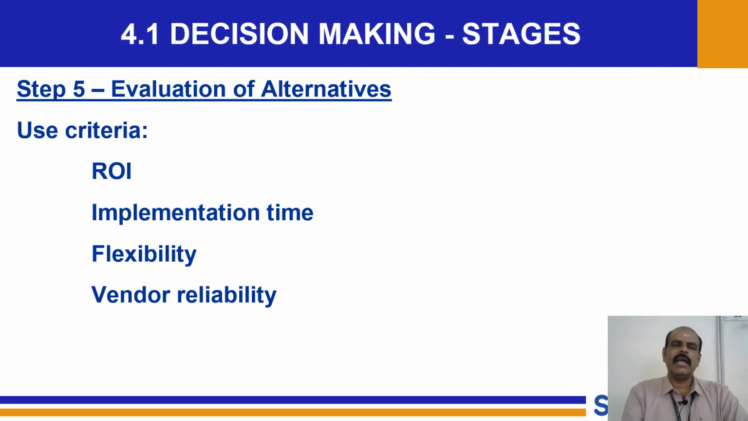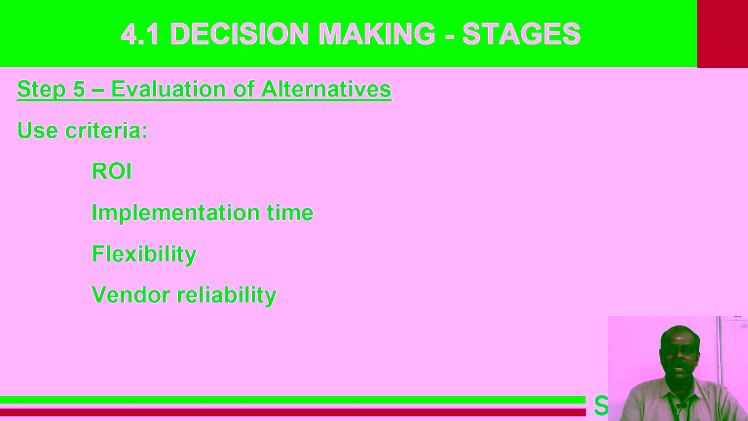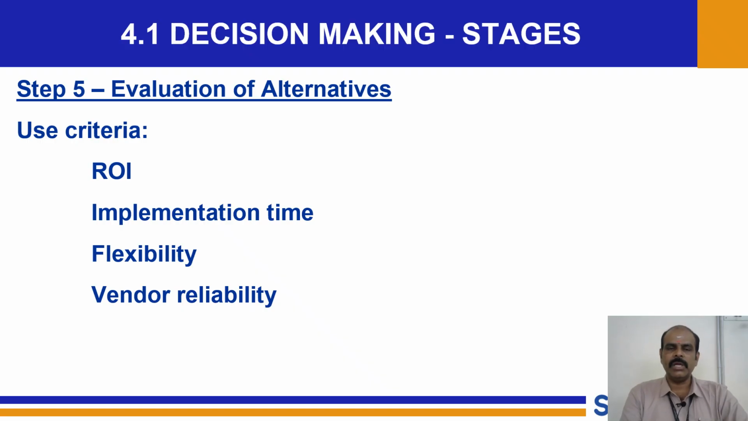The next is evaluation of alternatives. Use multiple criteria to narrow down the solution. The first is ROI, return on investment. Try to select a solution which gives you the most ROI in the least possible time. Then the implementation time, that is development and installation. Then flexibility, with respect to future requirements. Think of which is highly flexible, compatible, and scalable in the near future.